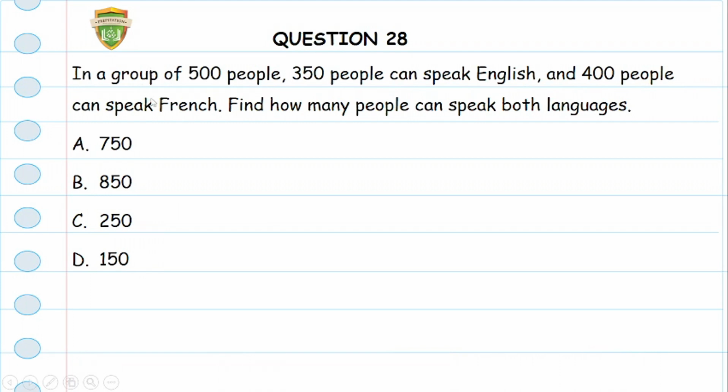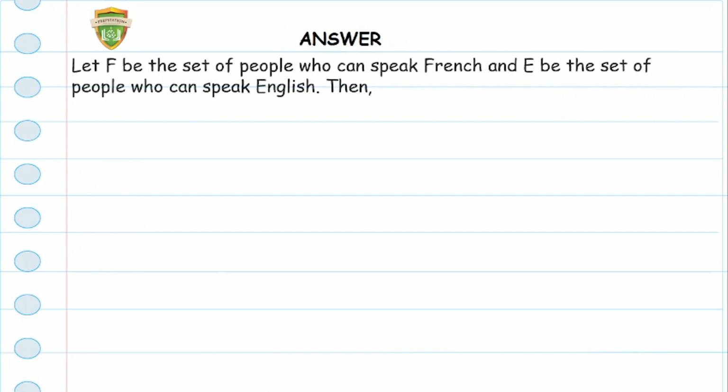The question says that there are 500 people. It says 350 people can speak English. It didn't say only, meaning that some of the people that are speaking English here can also speak French. And the same applies here. 400 people can speak French, meaning that some of these people can also speak English. And the question is simply asking that we should find the number of people that can speak both languages. And there is a formula to actually do that.